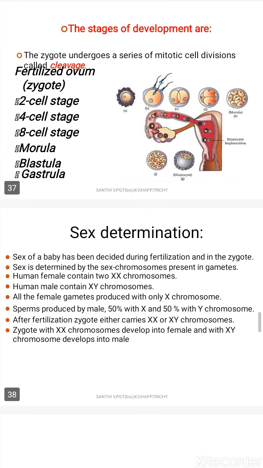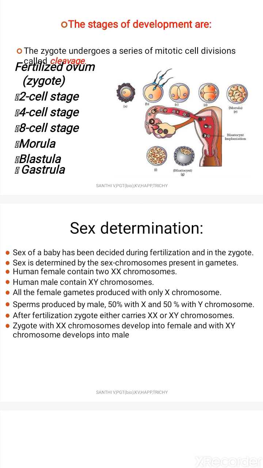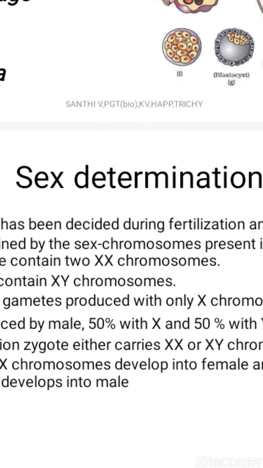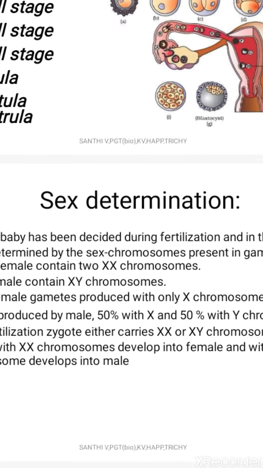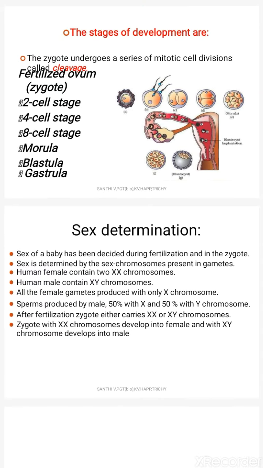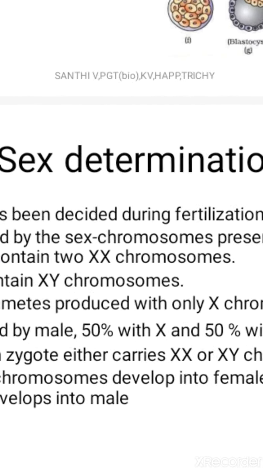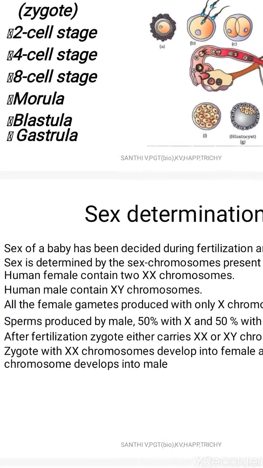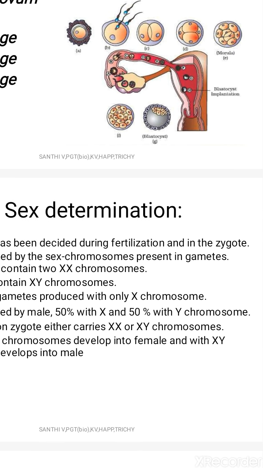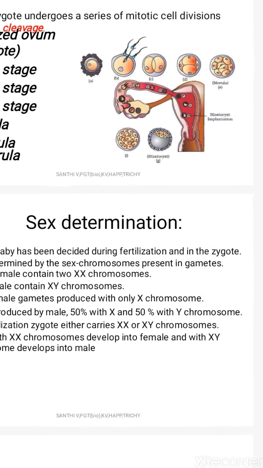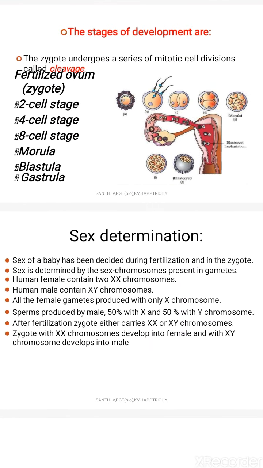Here the sex of the baby is determined during fertilization of the zygote. The human female contains XX chromosomes and the male contains XY chromosomes. All female gametes produce only X chromosome, and the males produce 50% X and 50% Y chromosome. According to the fusion, if XX chromosomes fuse to form the zygote, it results in the formation of a female, and XY develops into a male.